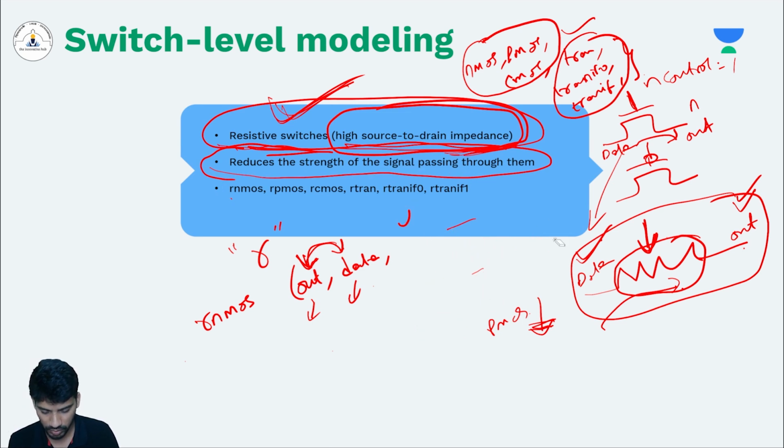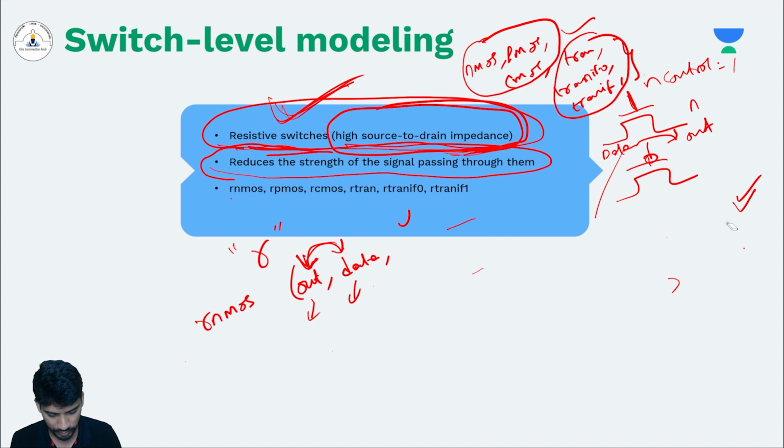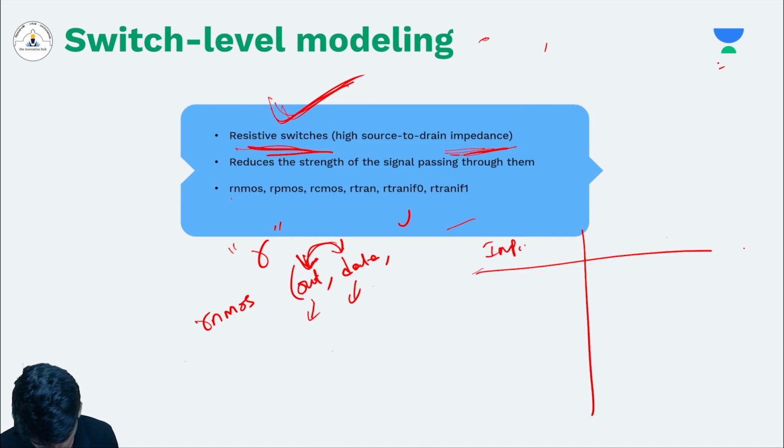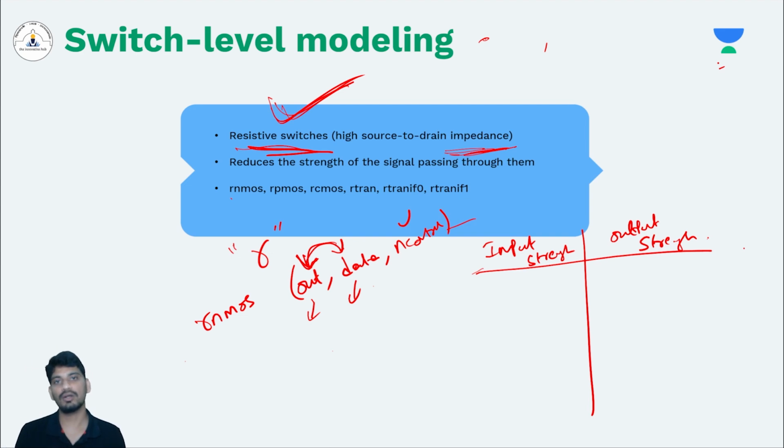So we'll see what the input output signal strength relation looks like. I'm drawing a table. This is my input strength, and this is my output strength. What I mean by strength is, in Verilog, you can define the strength of any signal like a resistor or wire by using different keywords like pull, strong, weak, medium. We have already seen what strengths are while I was defining gate level modeling. So the same strengths we'll use here also.